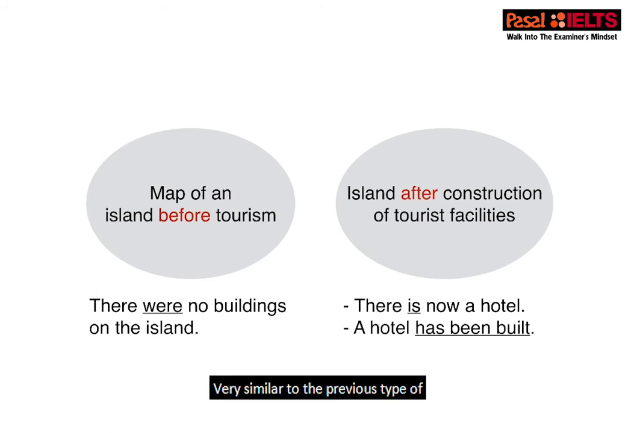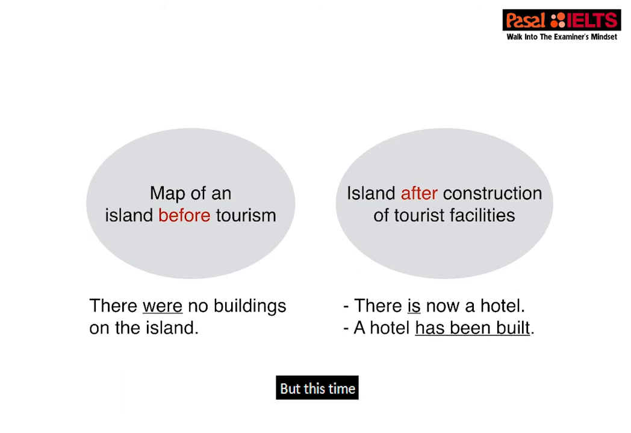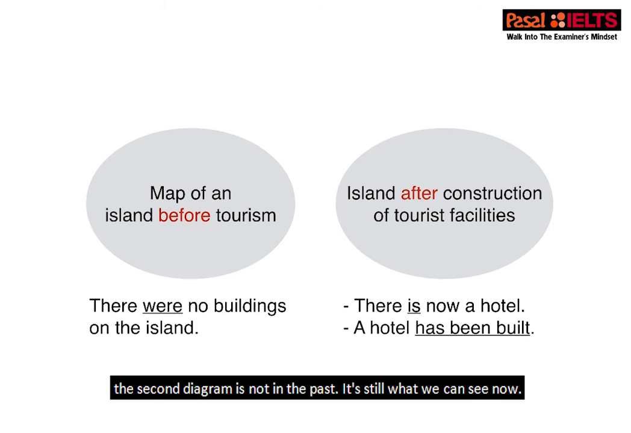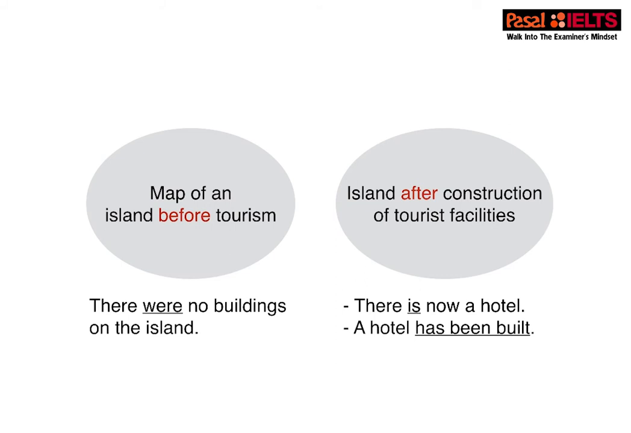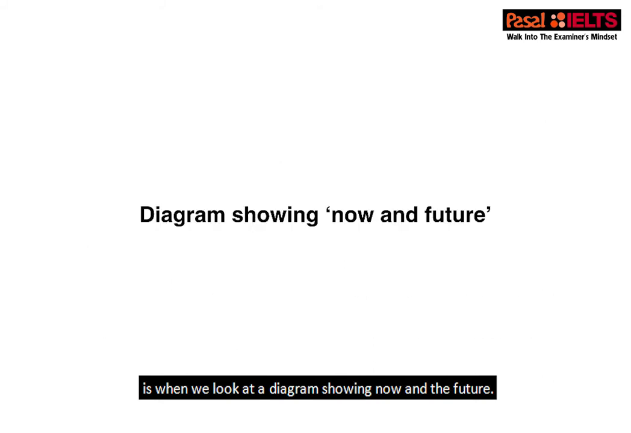Very similar to the previous type of diagram where we're comparing before and after with the school, but this time the second diagram is not in the past. It's still what we can see now. Now another complication is when we look at a diagram showing now and the future.